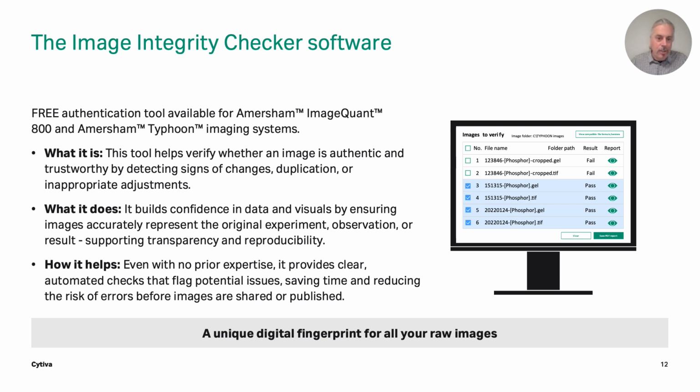The image integrity checker tool we talked about is free software, and it enables you to authenticate each of the images from your experiments. It builds confidence in the data that you're going to be submitting to whoever is looking at it, because it makes it very quick and easy for them to verify that it is a raw image. You don't need any special training or to be an expert in this. It's just, like I said, free software, and it results in a unique digital fingerprint for all your raw images.